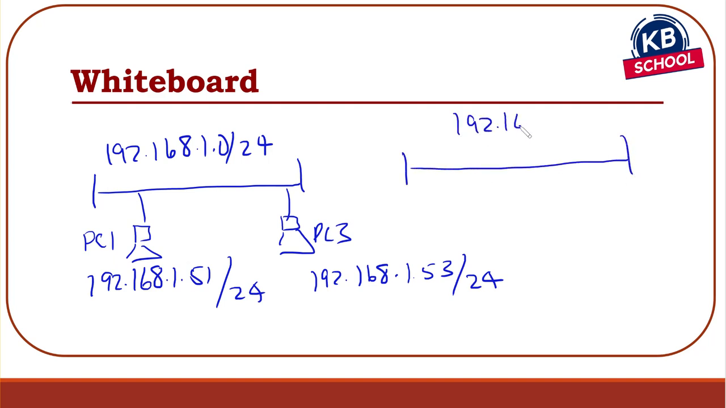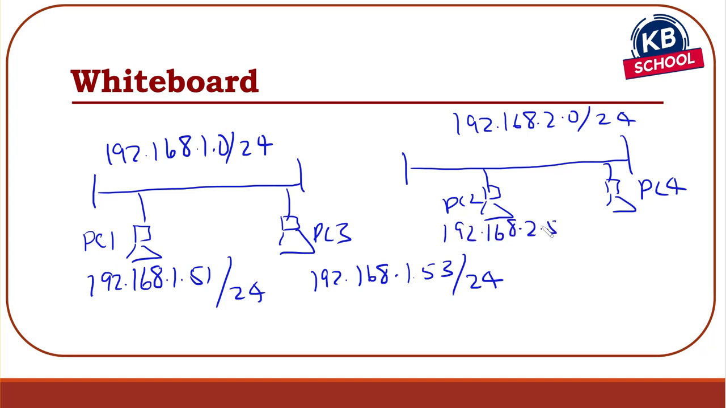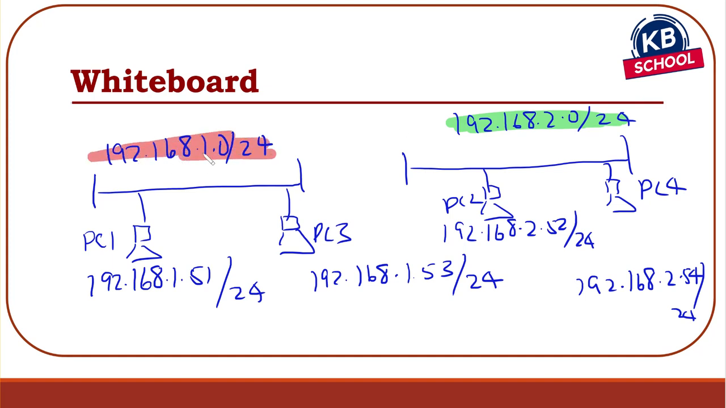And I have another VLAN over here. This is again a logical depiction of it, which also has two PCs in it, PC2 and PC4. PC2 is 192.168.2.52 and PC4 has an IP address of 192.168.2.54/24. So these guys are both on the same network, the green VLAN. One VLAN corresponds to one IP subnet in most cases. So this is what it looks like right now. So PC1 and PC2 or PC3, PC4, they cannot talk to each other because they're on two different subnets.